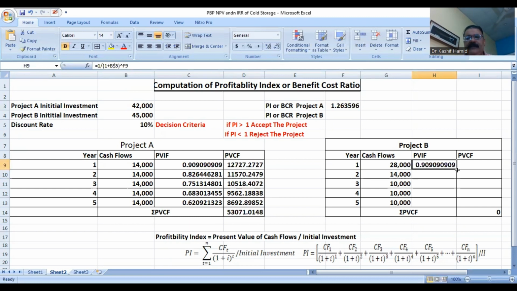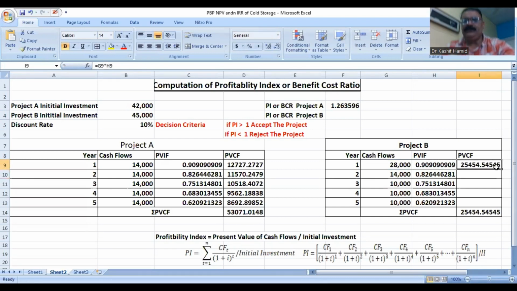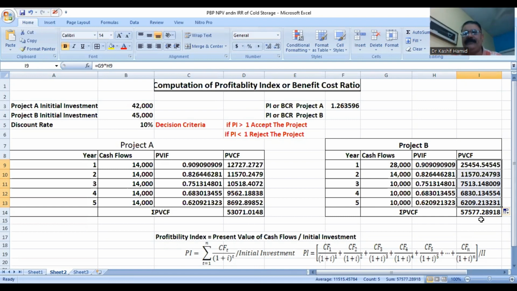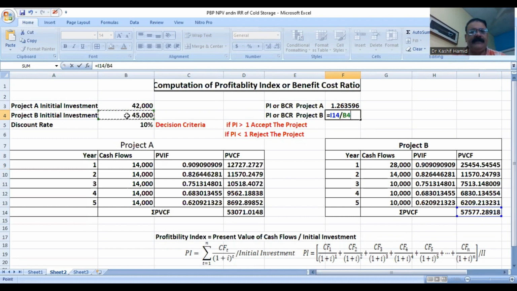We will drag these values up to here. We will make a computation: 28,000 multiplied by first interest factor. Then we will drag these values and we got the same sum, 57,577. Now we will compute profitability index for project B, equal to sum of present value of cash flows divided by the initial investment of project B, that is 1.27.